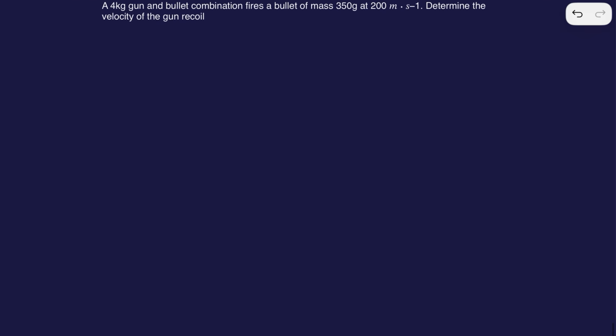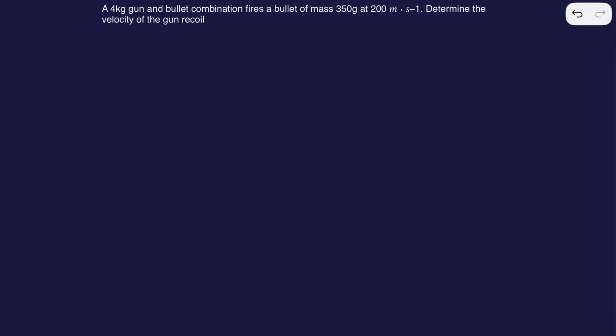Now let's take a look at the last question here. A 4 kilogram gun and bullet combination fires a bullet of mass 350 grams at 200 meters per second. Determine the velocity of the gun recoil.